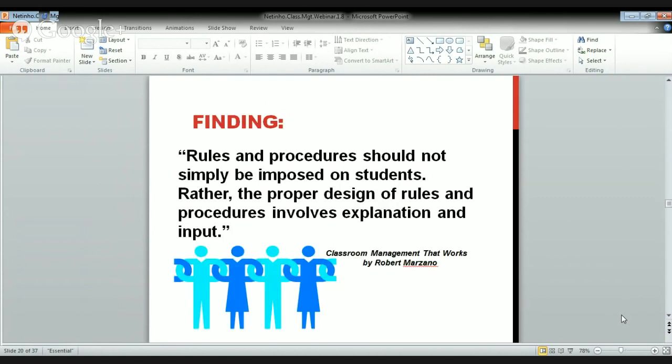Okay. Finding. Rules and procedures should not simply be imposed on students. Rather, the proper design of rules and procedures involves explanation and input. Now, to me, this statement has a couple of options. First, as a teacher, I created my 5 rules for my classroom. However, some educators propose that students in each class should discuss and mutually agree on the 5 rules for their class. Essentially, every class would have its own set of 5 rules.